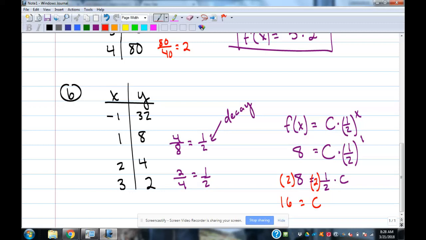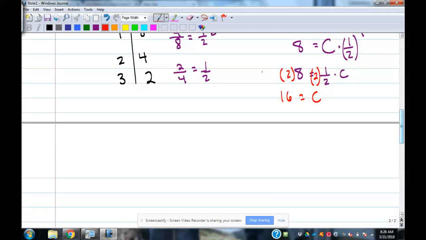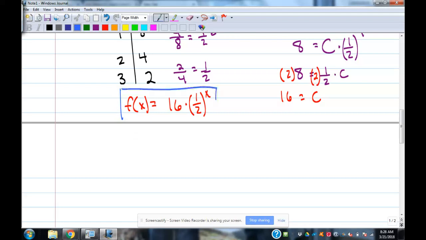Okay. So we know C is 16, so the final function out of that thing would be f of x is 16 times (1/2) to the x. And if it's a fraction, I usually just put it in parentheses. That's a fairly common thing to see, that way you know it's 1/2 to the x power, not just the 1 part. So anyway, there's our function for that.